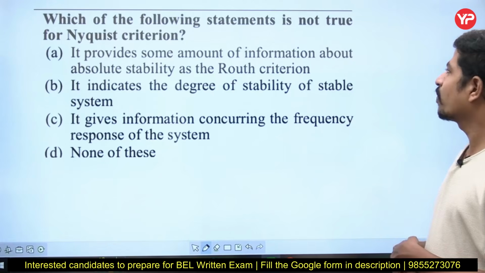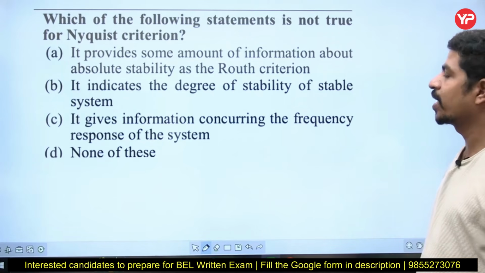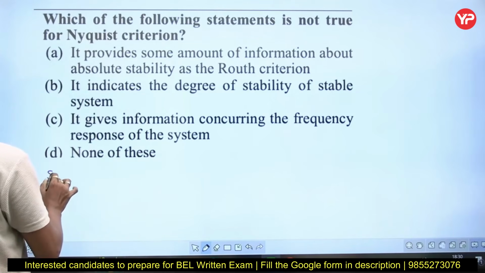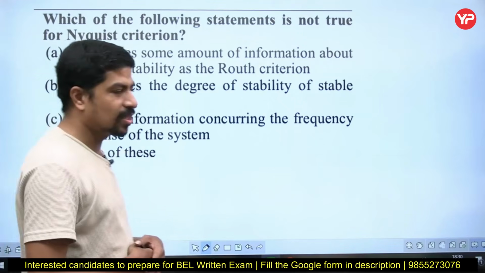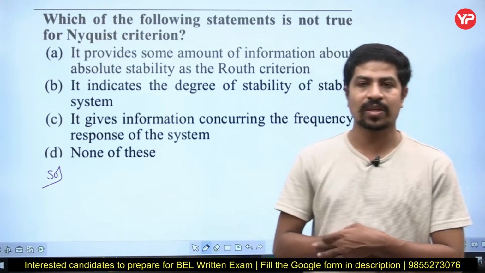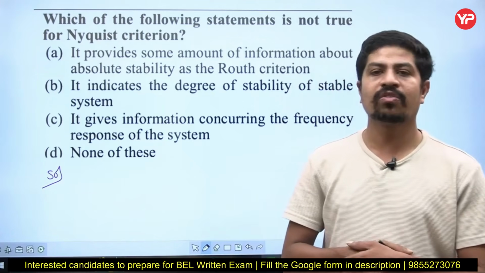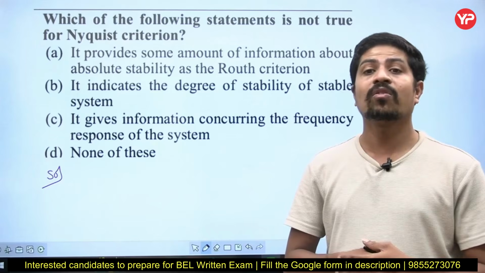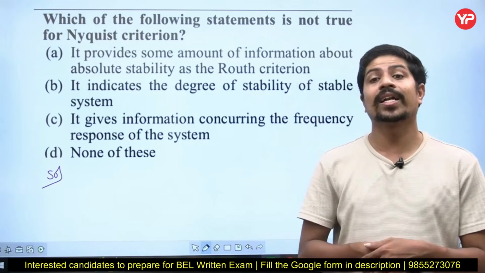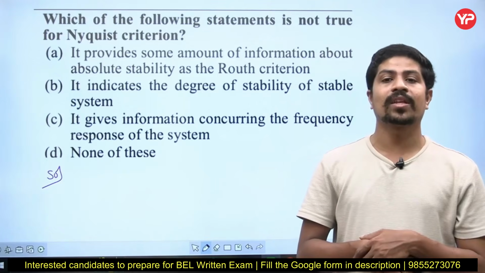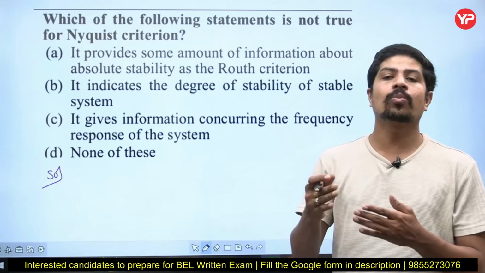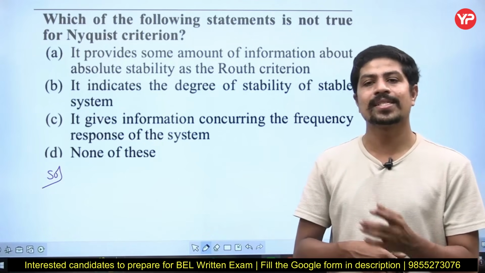Which of the following statements is not true for Nyquist stability criteria? Let us read the statements one by one. Nyquist stability criteria says N = P minus Z, where N is the number of encirclements of the critical point (-1, j0), P is the number of open loop poles in the right half of S plane, and Z is the number of closed loop poles in the right half of S plane.